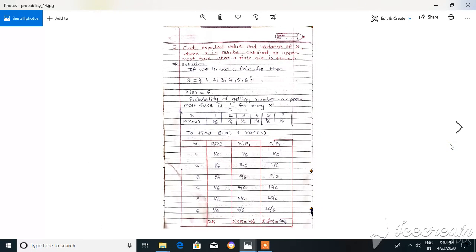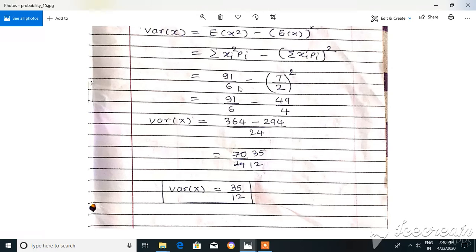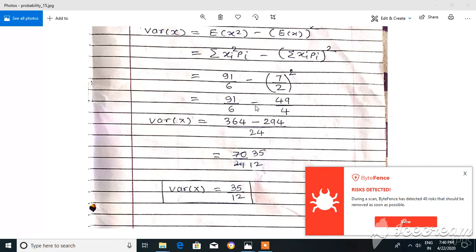Now put this value in the given variance formula. So 91 by 6 minus this (7 by 2) bracket square. So I'll get here 91 by 6 minus 7 square, 49 by 4. Finally, if you consider the LCM 24, you will get its answer as 35 by 12.